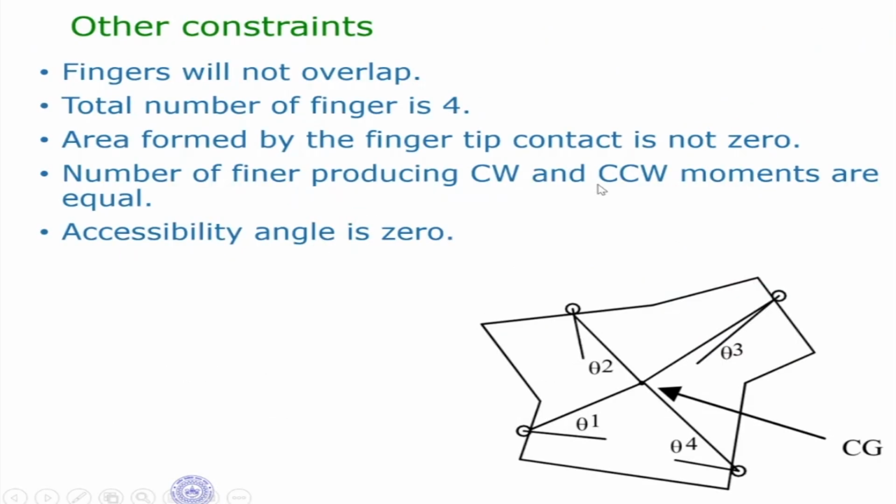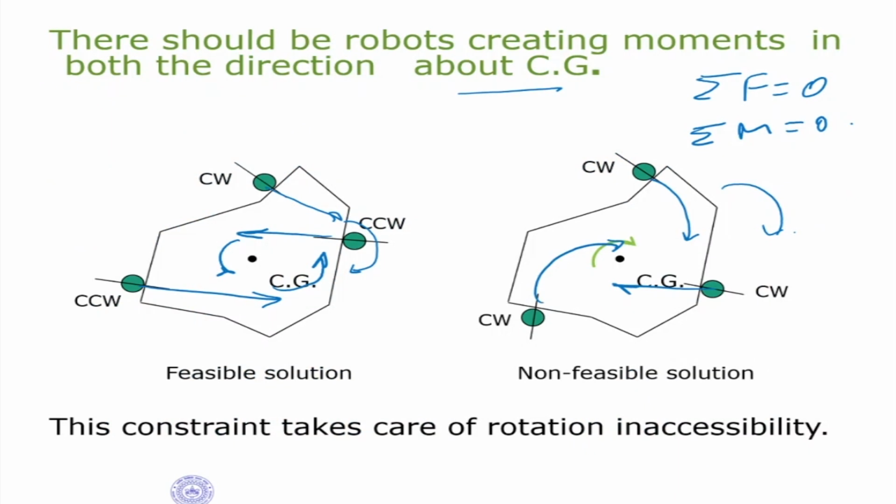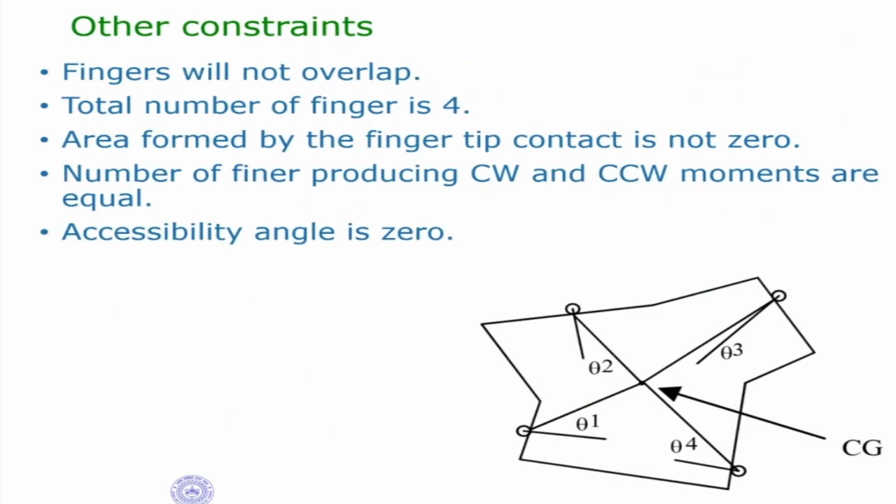So this is what we are talking about. Now, is there any other constraint? So the other constraints that are required: one is that the moment should be clockwise and anti-clockwise. The other constraints are that the fingers should not overlap. There should not be one finger sitting on top of another finger. The total number of fingers should be 4. This we are minimizing. You can leave it.